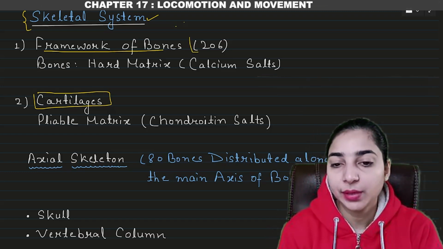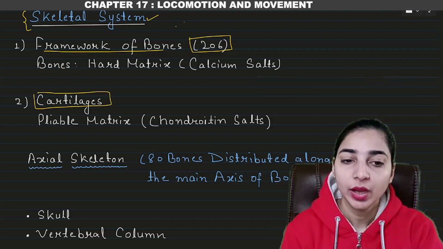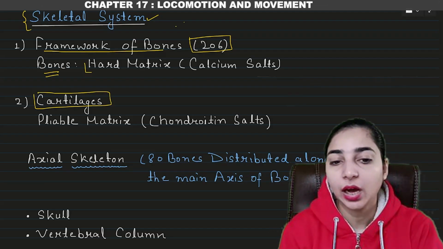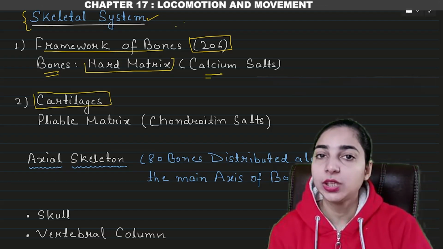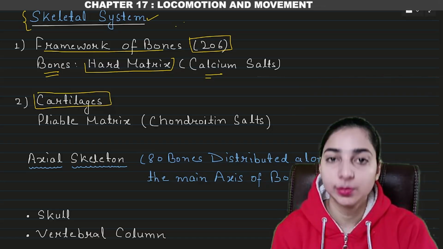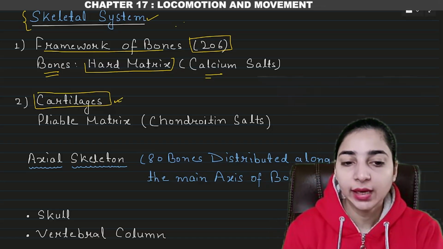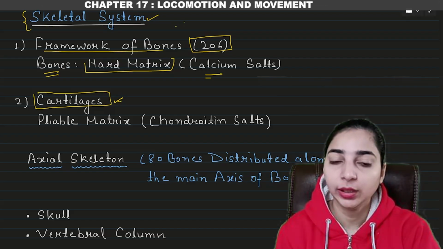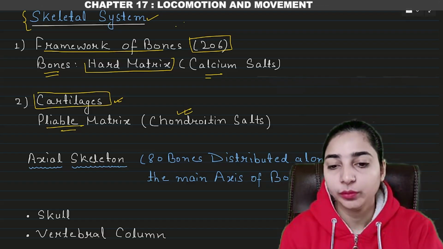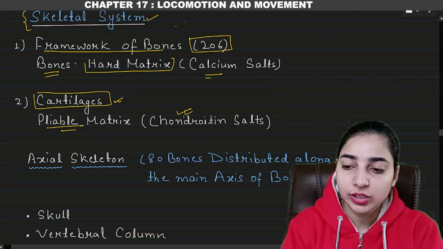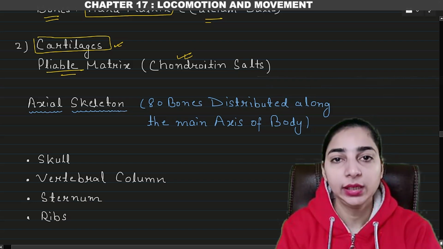How many bones are present in the body? Total 206 bones are present in our body. These bones have a hard matrix because of the presence of calcium salts in it. So which type of salts are present in the bones? Calcium salts, which make the matrix hard. On the other hand, the cartilages, which are very few in number in the body, have a pliable matrix due to the presence of chondroitin salts. So which type of salt is present in the cartilages? Chondroitin salt, and in bones, the calcium salts.